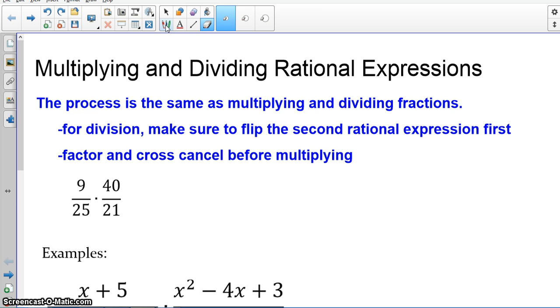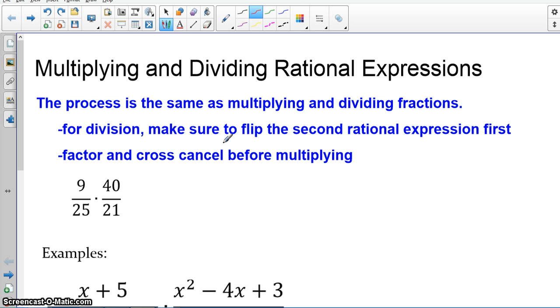The main thing to remember, which I didn't write here, is that after you flip the second fraction, you multiply, right? So that's how division and multiplication of fractions work: you just multiply straight across, okay? But if you're dividing, you have to flip it first before you multiply straight across.